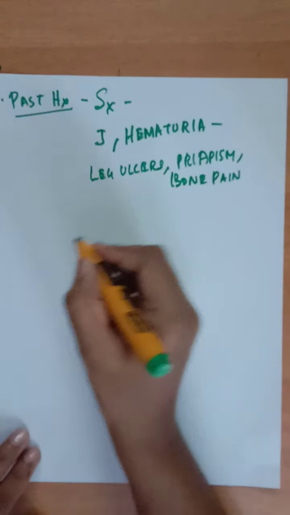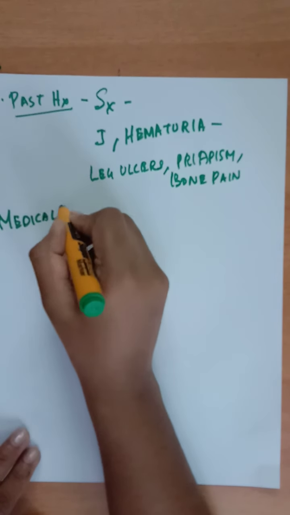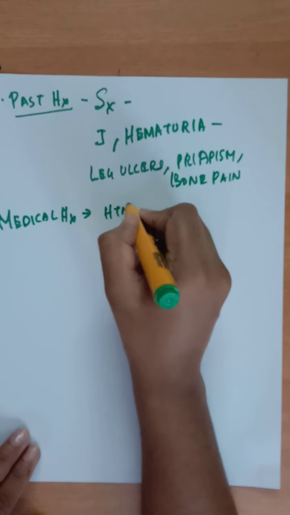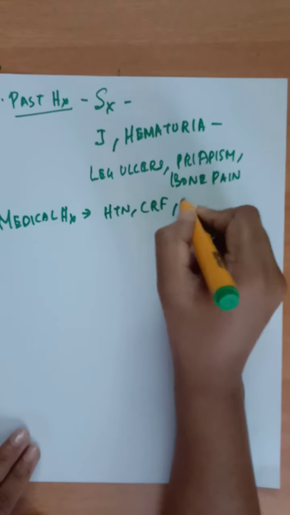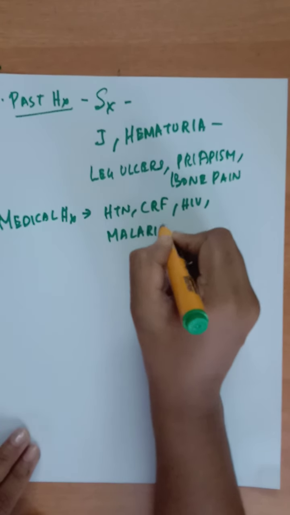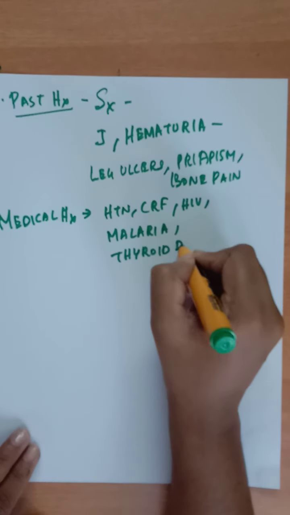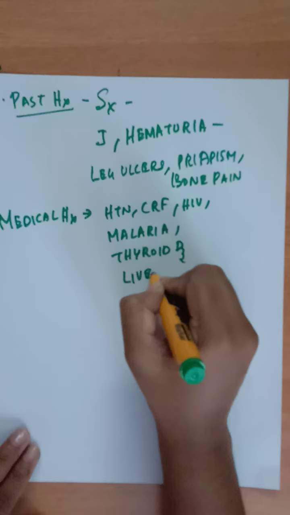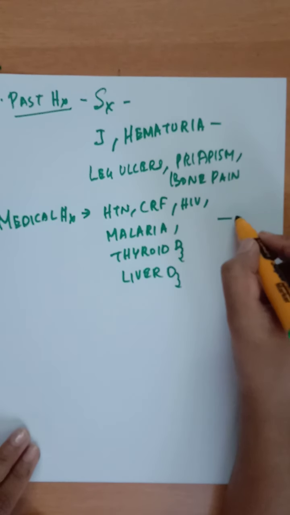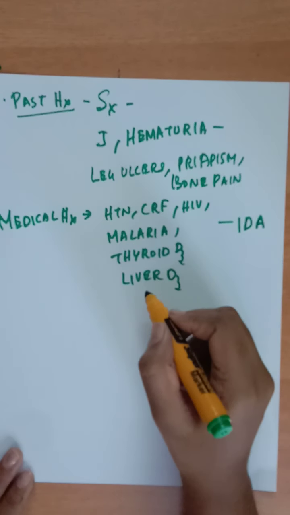And about the medical history, like history of hypertension, chronic renal failure, HIV, malaria, thyroid disease, liver disease and all. They can mostly cause iron deficiency anemia, and megaloblastic anemia also.